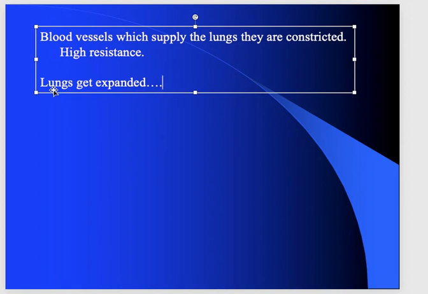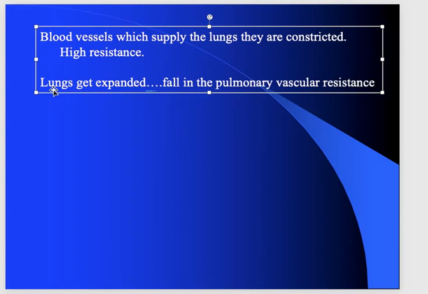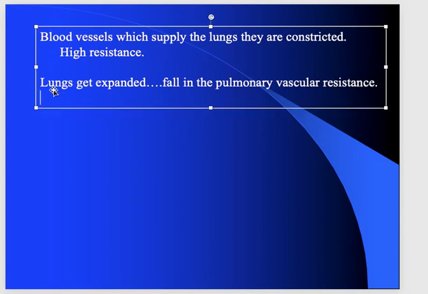What is going to happen is that there will be a fall in the pulmonary vascular resistance. Before, they were high resistance, but now there is a fall in the pulmonary vascular resistance. And simply because of this, the blood which was bypassing before now started going towards the lungs, and now the blood flow to the lungs will be increased.